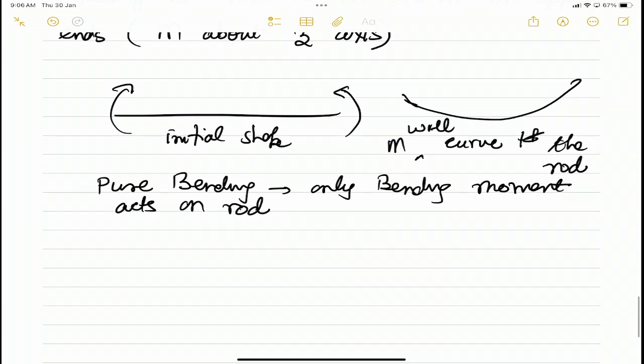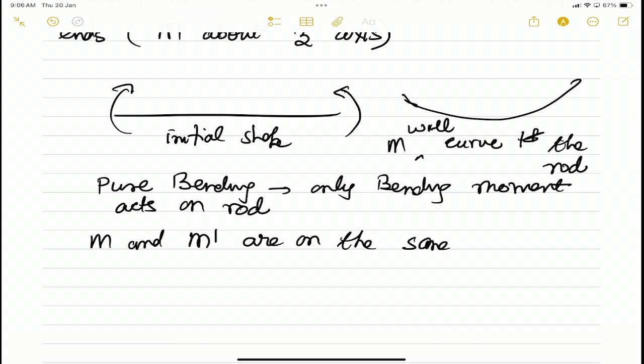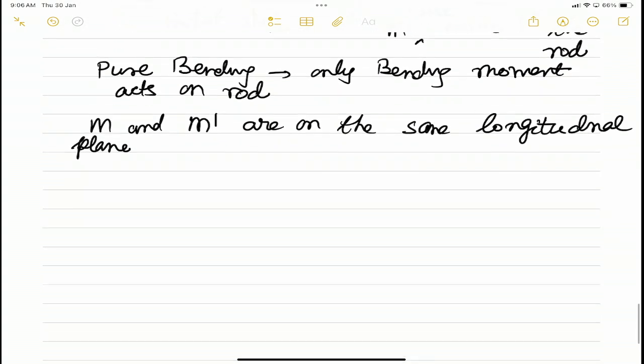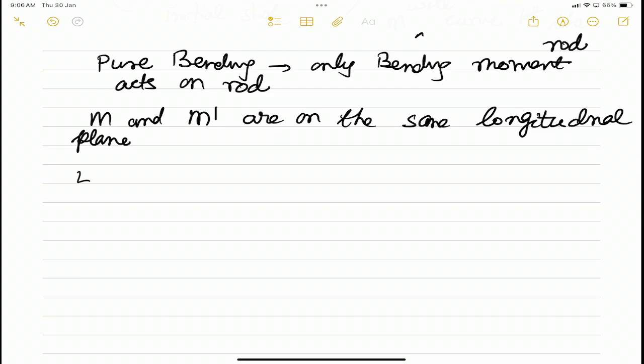So M and M prime are on the same longitudinal plane. Now, where do we get such pure bending?